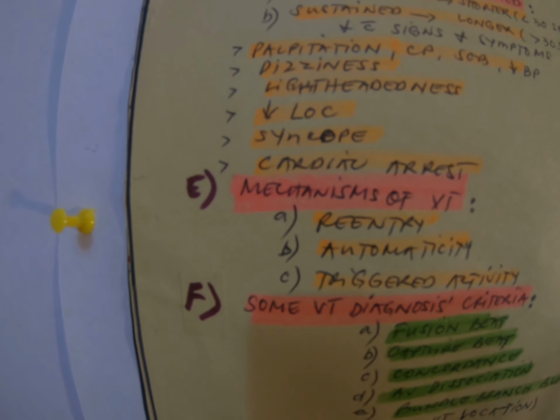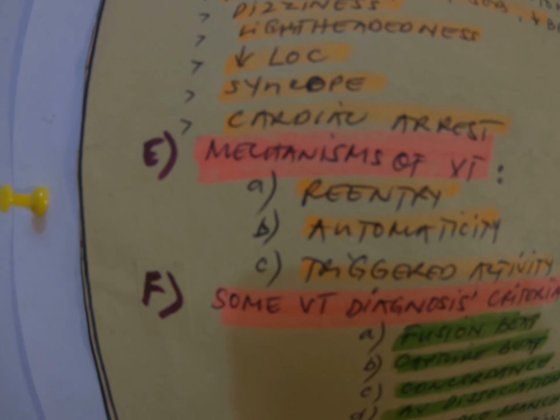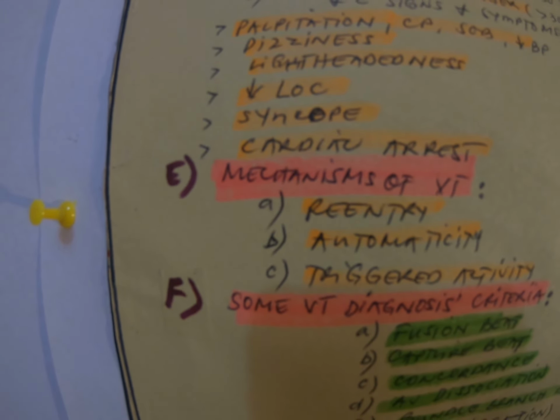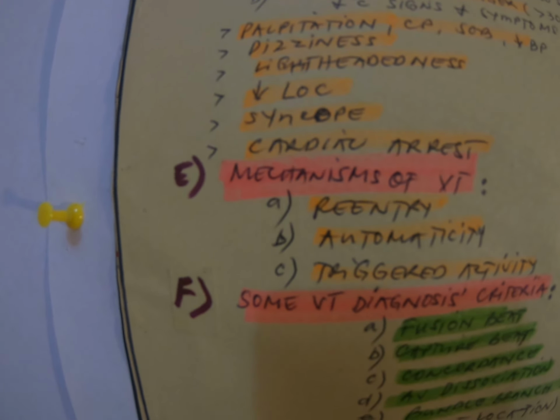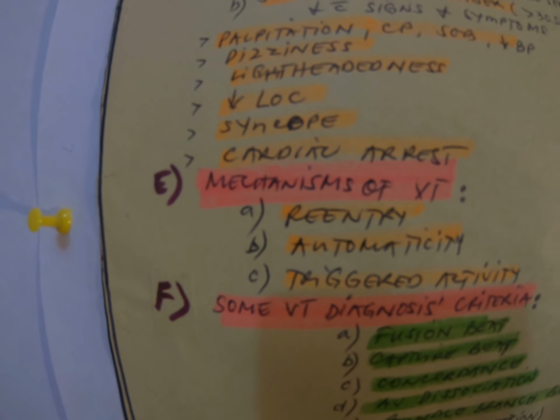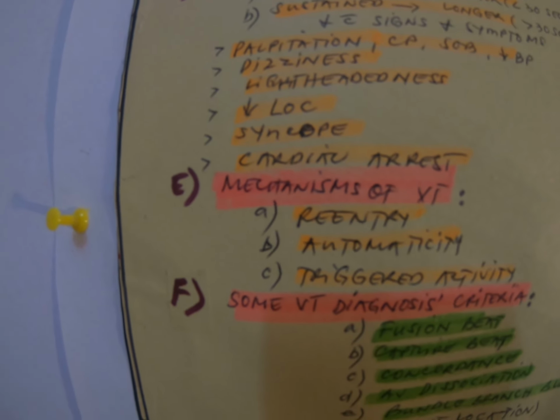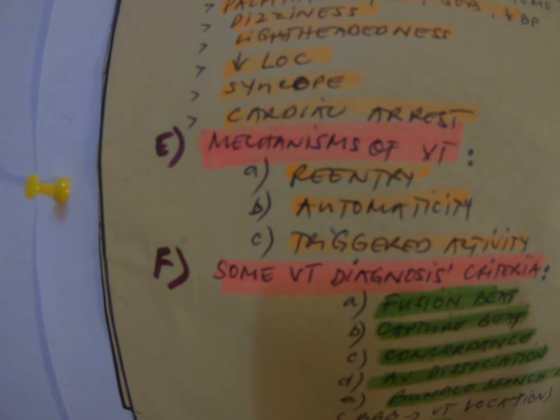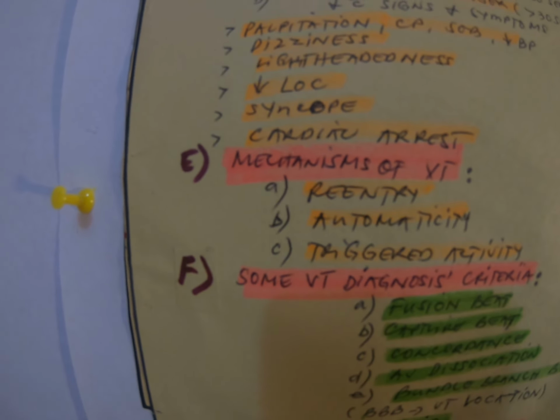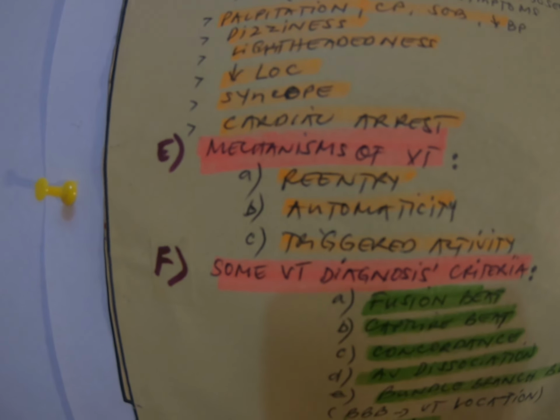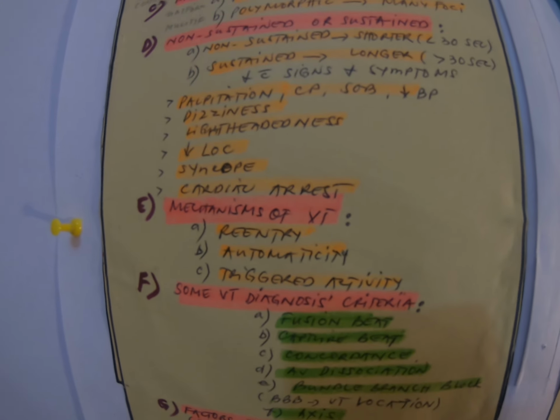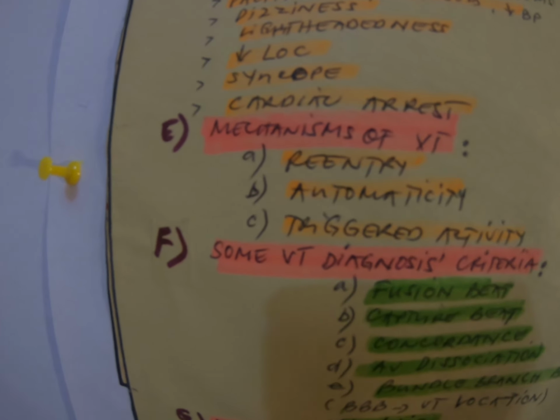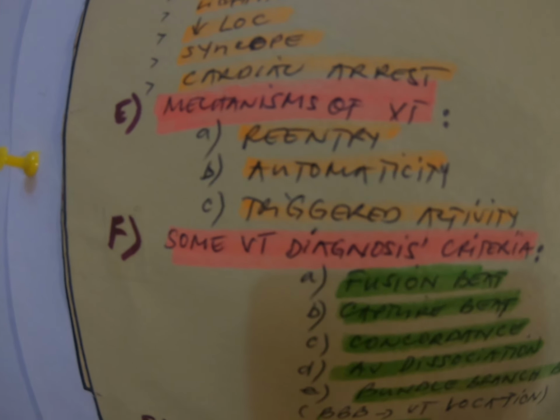Another one is the mechanism of the VTAC. It could be reentry. For people that have a heart attack, they can create a substrate, and actually electrical impulses cannot pass through, so they go around it and create a loop. It could be automaticity. This usually happens along the conduction system, but sometimes if the conduction system is also infarcted, no choice, there could be some automaticity coming from the ventricle cells.